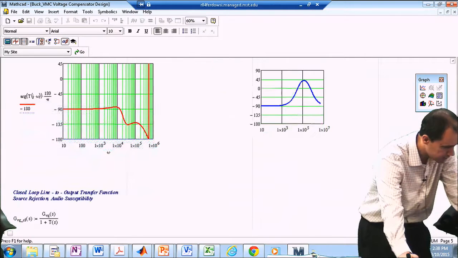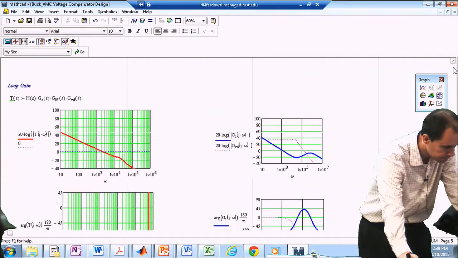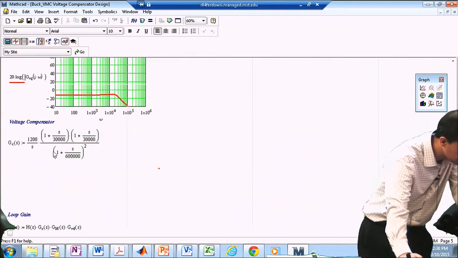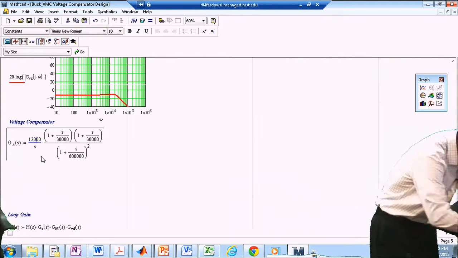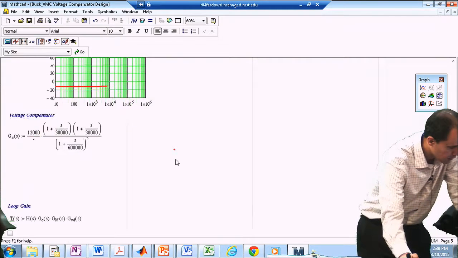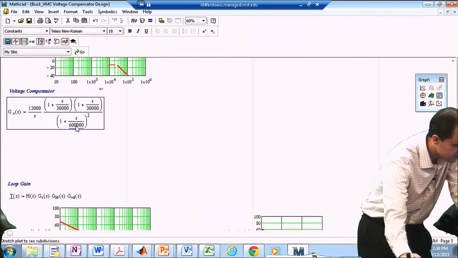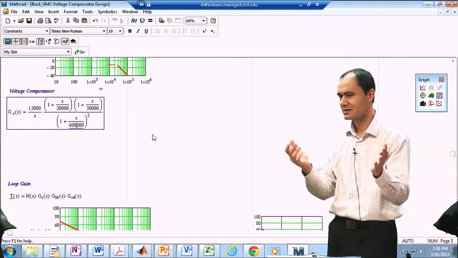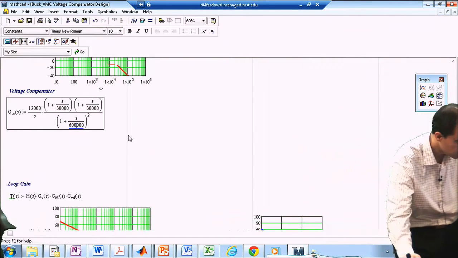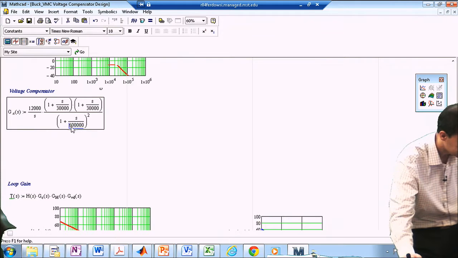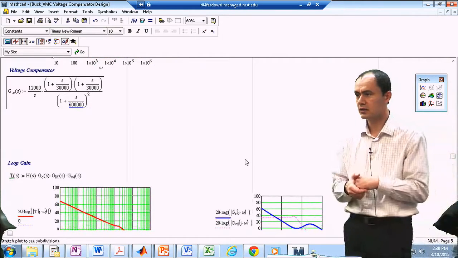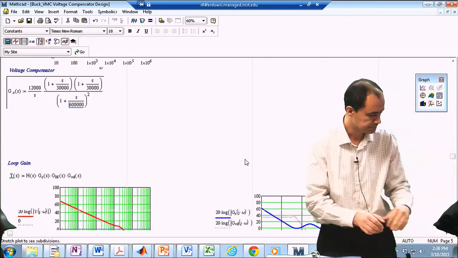And then you may come and say, was this the original design? Was it 12,000 or 120? 12,000, yeah. You may come and say, why did you put these poles at 600,000? What about 700,000? It doesn't really make a huge difference. But if you move them way to the right, again, you are going to get a large phase boost, but you don't get a lot of attenuation at the switching frequency.